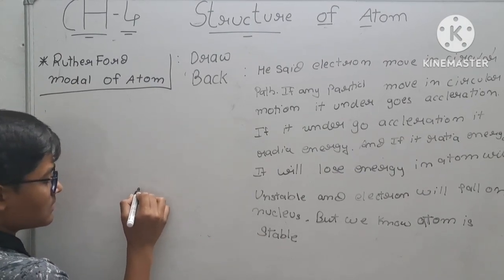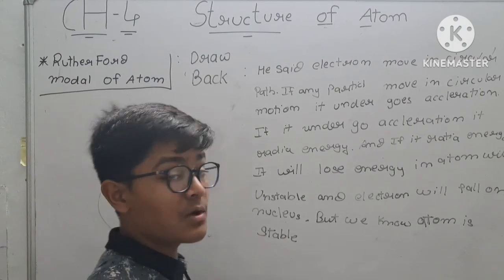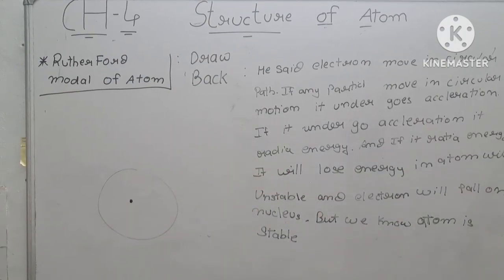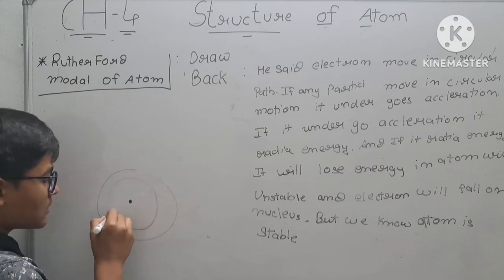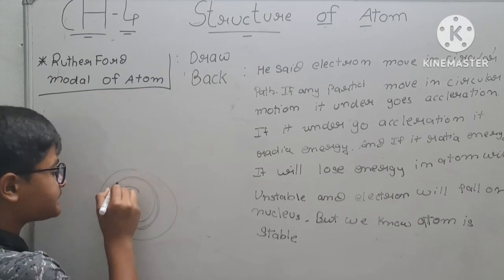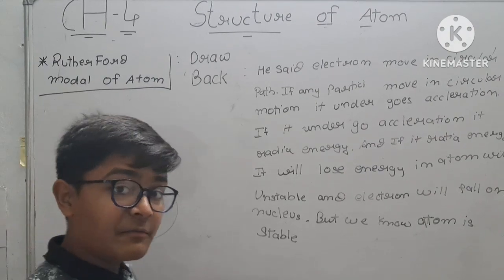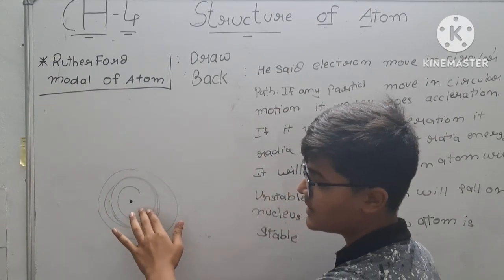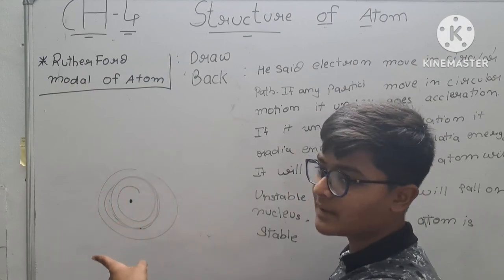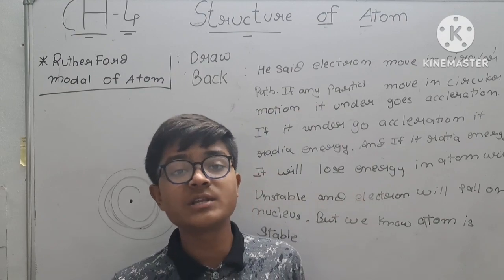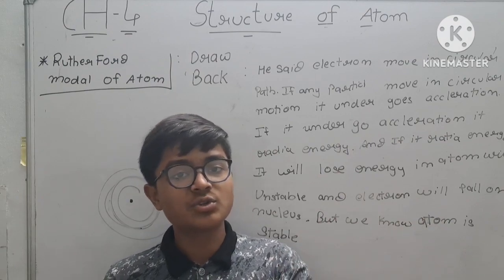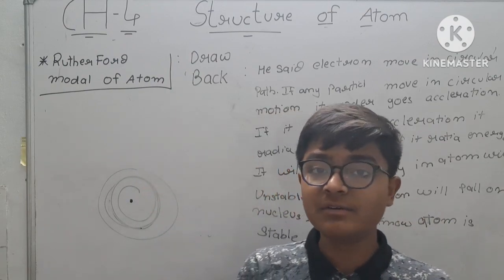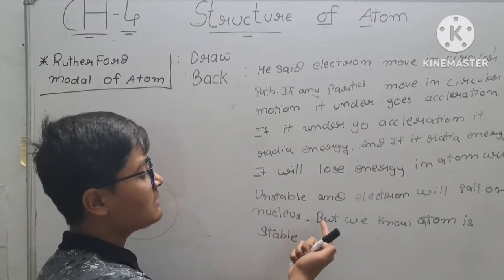For example, students, this is the nucleus and electrons are revolving. They are doing acceleration. They are moving in uniform motion in a circular path, continuously changing their velocity as well as their direction. That is what is meant by acceleration. They are doing acceleration, so they will radiate energy also. If they radiate energy, they will lose the energy, and when they lose the energy, they will fall on the nucleus.